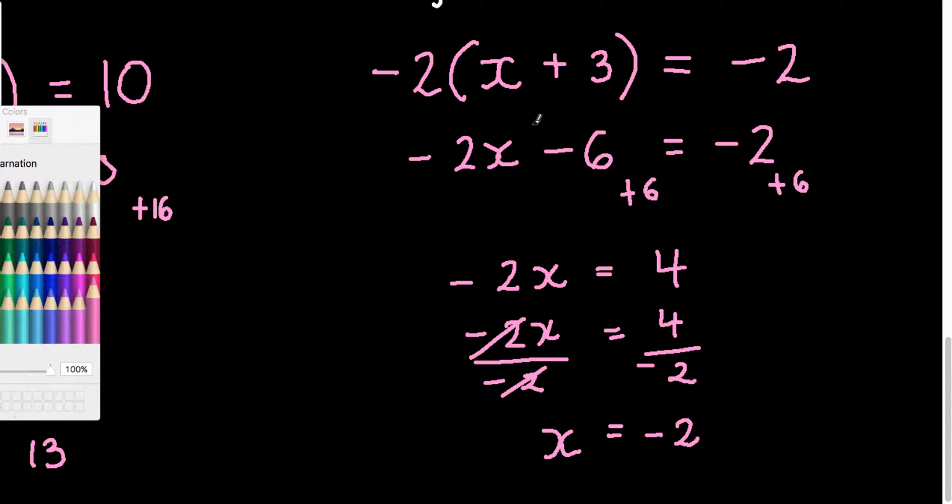We can check it out. We pop it up here. Negative 2 plus 3 is positive 1. Negative 2 times 1 is negative 2. So I'm now very confident that my answer is correct.